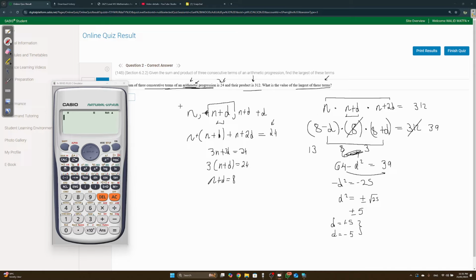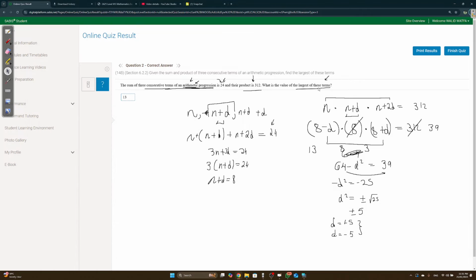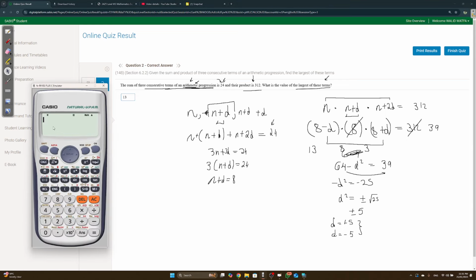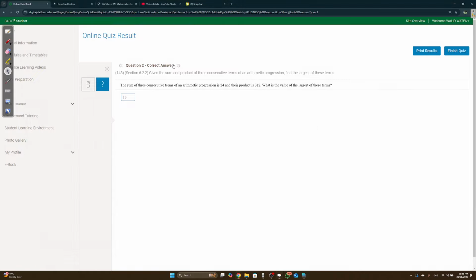We don't have any more information, so they didn't ask us what's the difference, what's n, we don't care. They only asked us what's the largest of these three terms. Obviously 13. Why 13? You had 8 minus d, 8 plus d. Regardless of whether you use plus 5 or minus 5, you're still going to get 3, 8, 13, or 13, 8, 3. We don't care what the order is, just what's the largest. That's why they asked what's the largest. Okay, question 3.